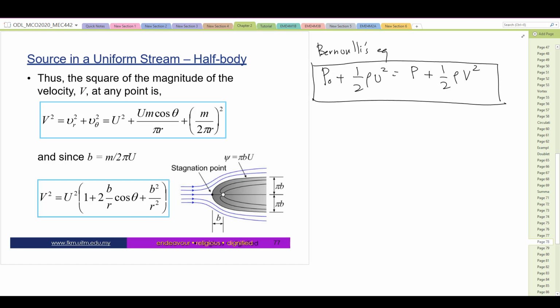For the next video, I will explain about Rankine flow, which is uniform flow plus a source and sink of equal strength. Okay, thank you very much.